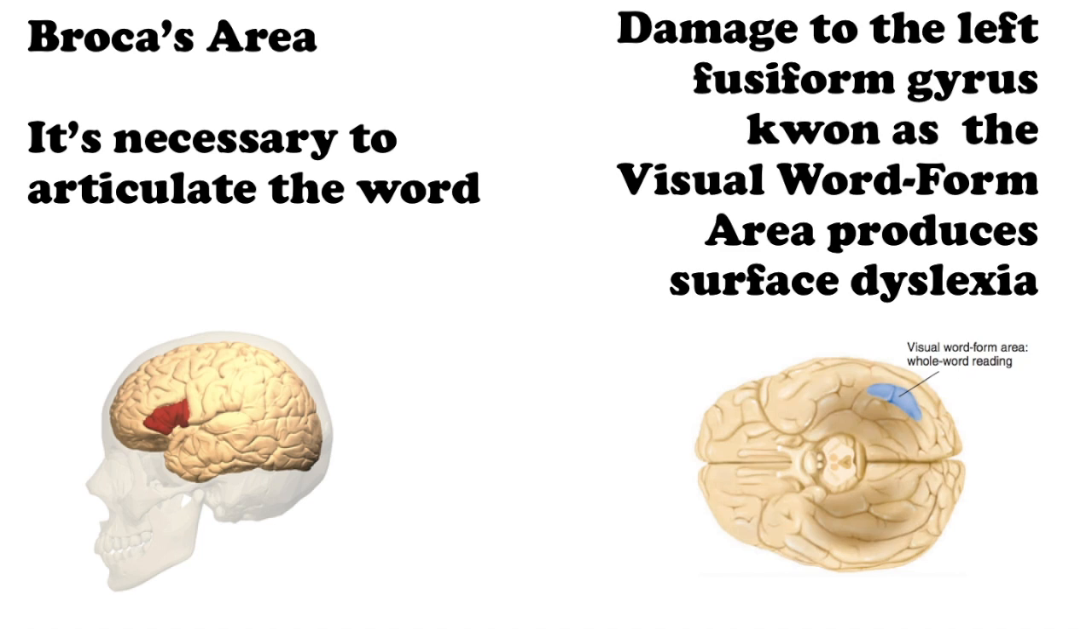Phonological reading involves the Broca's area, which is the area that's necessary to articulate the word. So when we are reading a word to ourselves, what we're actually doing is feeling ourselves pronounce the word. We're not actually hearing it in our head. Many studies have found that it's actually damage to the left fusiform gyrus, which is known as the visual word form area, that produces the surface dyslexia. This is a region that would also be involved in the perception of faces and other shapes.